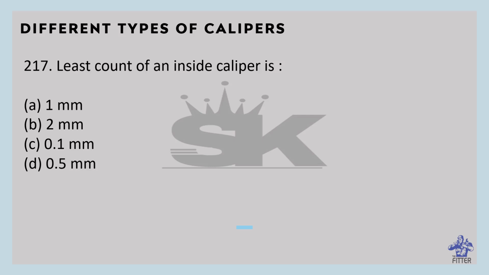Least count of inside caliper is 0.5 mm. It is used for measuring slot width and inside diameter. And it is available in the size of 75, 100, 150, 200 and 300 mm sizes.